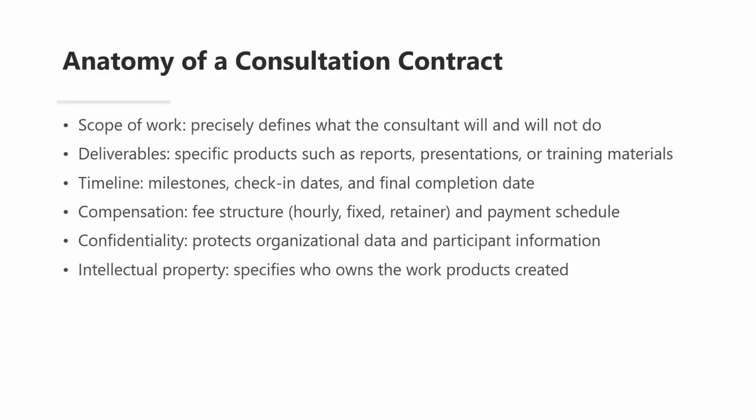On the MCHES exam, when you encounter a scenario describing a consultation engagement that has gone wrong, examine the contract elements first. Problems almost always trace back to a missing or poorly defined scope of work, unclear deliverables, or inadequate confidentiality provisions. Keep these 6 components in mind and you will be well prepared.